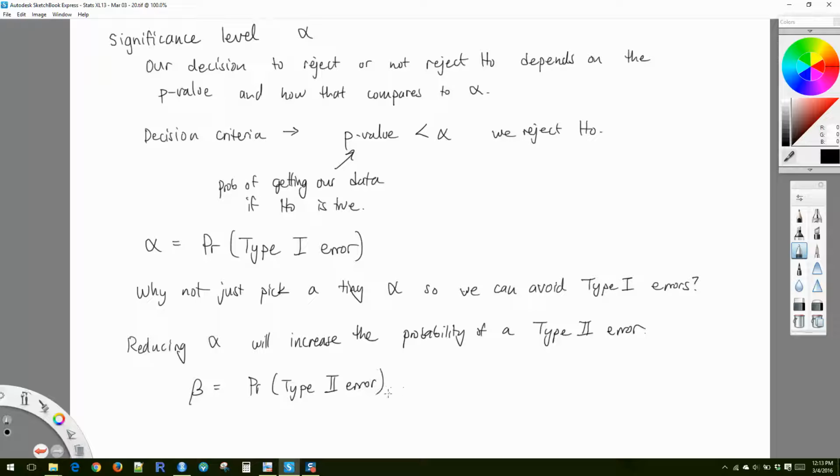Okay, and as researchers, we get to choose alpha. We get to pick alpha. There's kind of a default level of alpha, which is 5%. That's kind of the default. But we actually get to choose what alpha we want to use. On the other hand, we don't really get to pick beta.